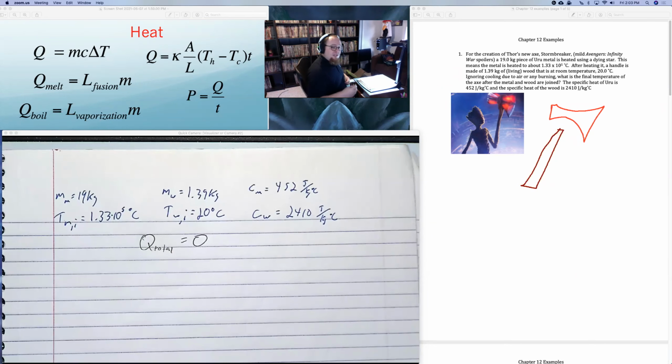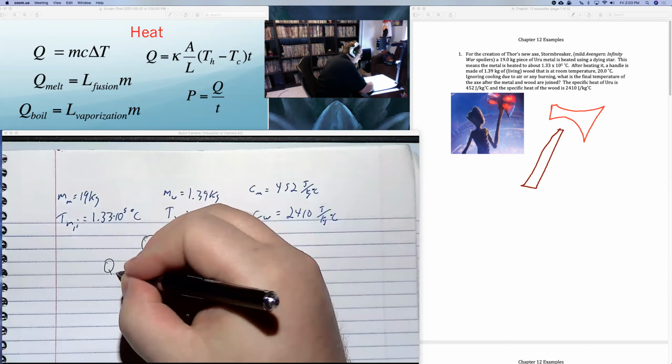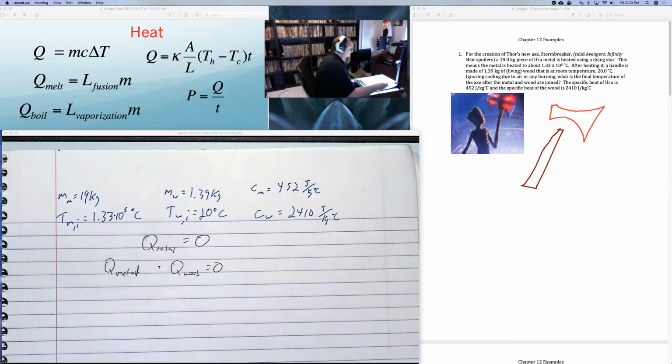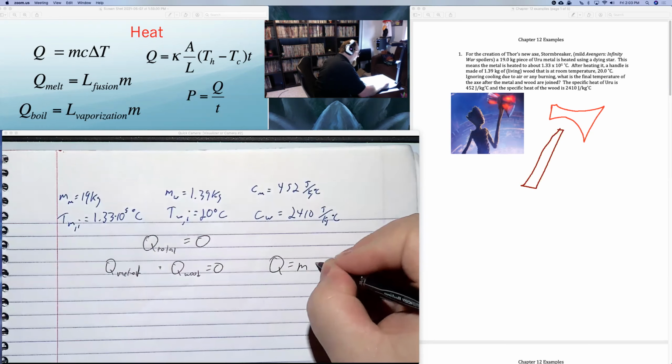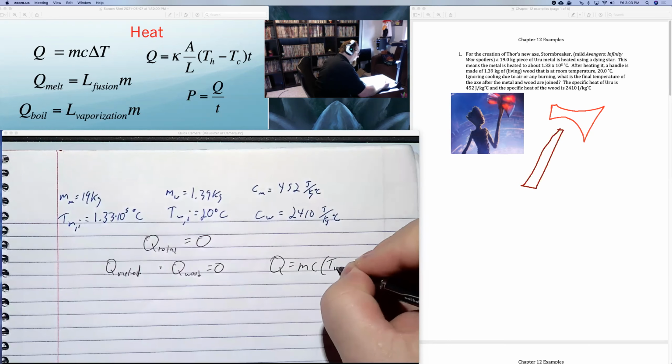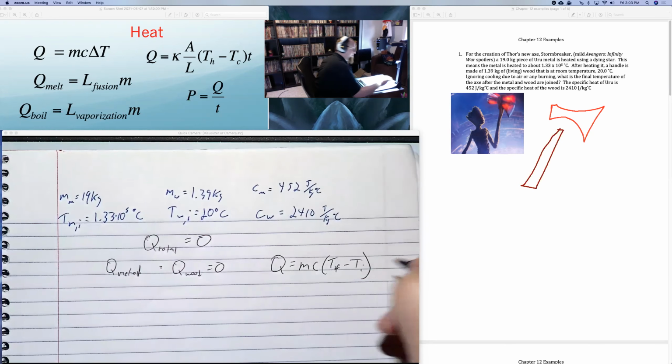We've got solid metal and solid wood, and the solid metal and solid wood are combining to make one thing. And so the only thing I have happening is the heat lost by the metal, and the heat gained by the wood. Well, if there's no phase change, the heat gained and lost would be mc delta T, as I have written on the upper left side of the screen.